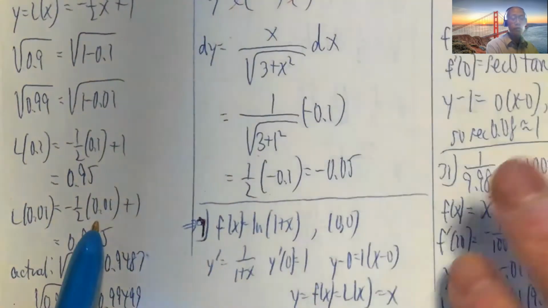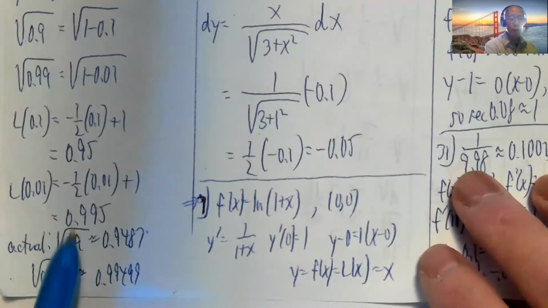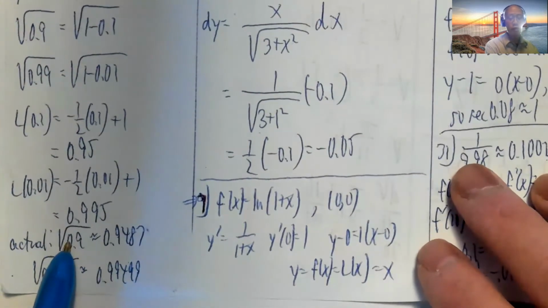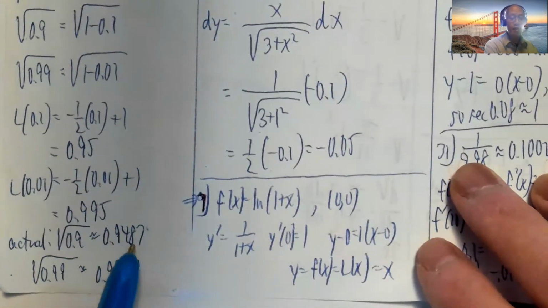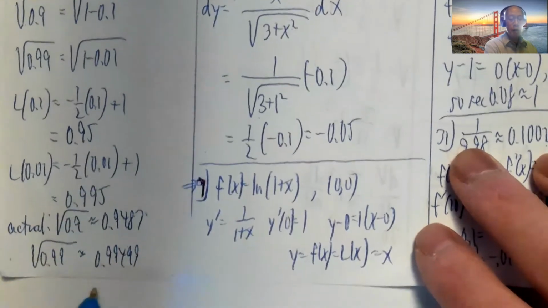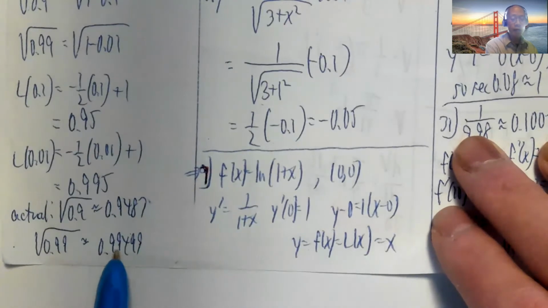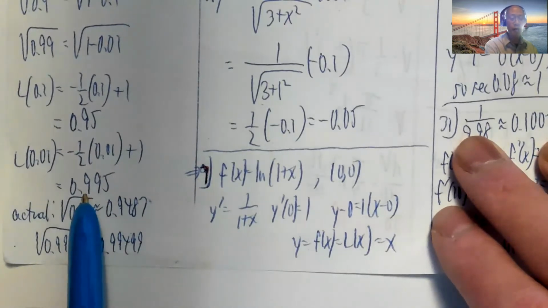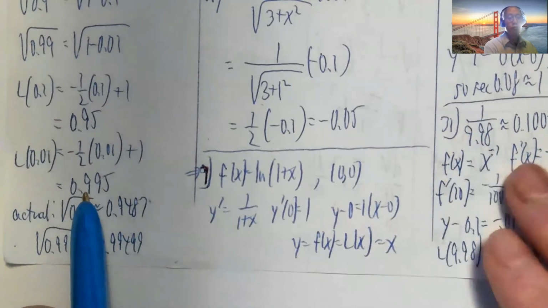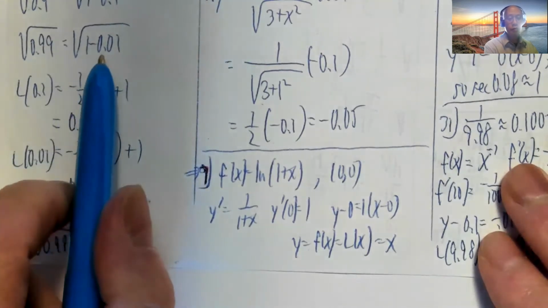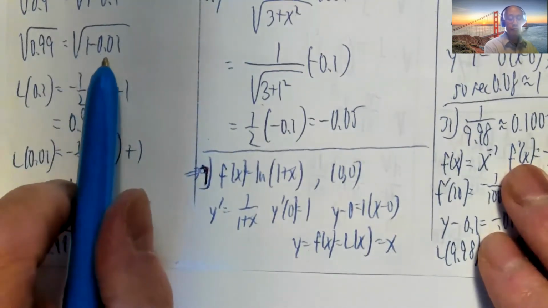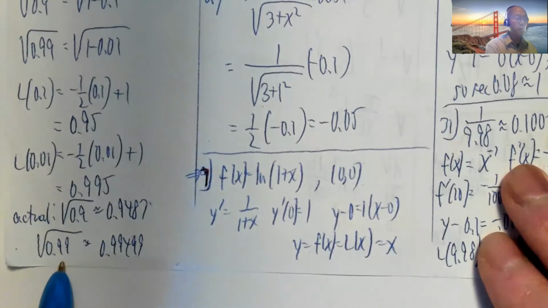Okay, so the problem's finished. Here are the actual values. Square root of 0.9, you can punch it in your calculator, 0.9487, pretty close. And on a calculator, square root of 0.99 is about 0.99499, very close to 0.995. Of course, the closer you get to plugging in 0, the better the approximation would be.